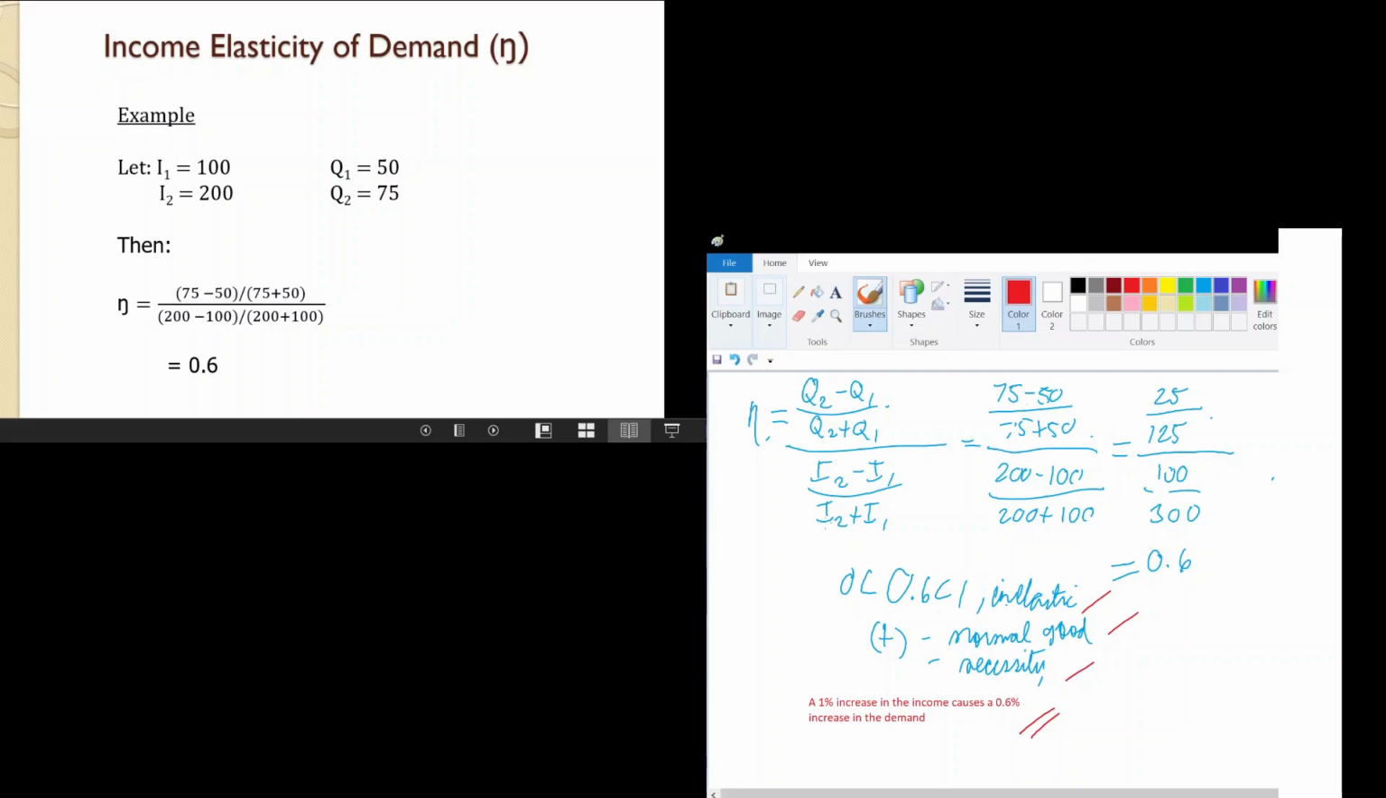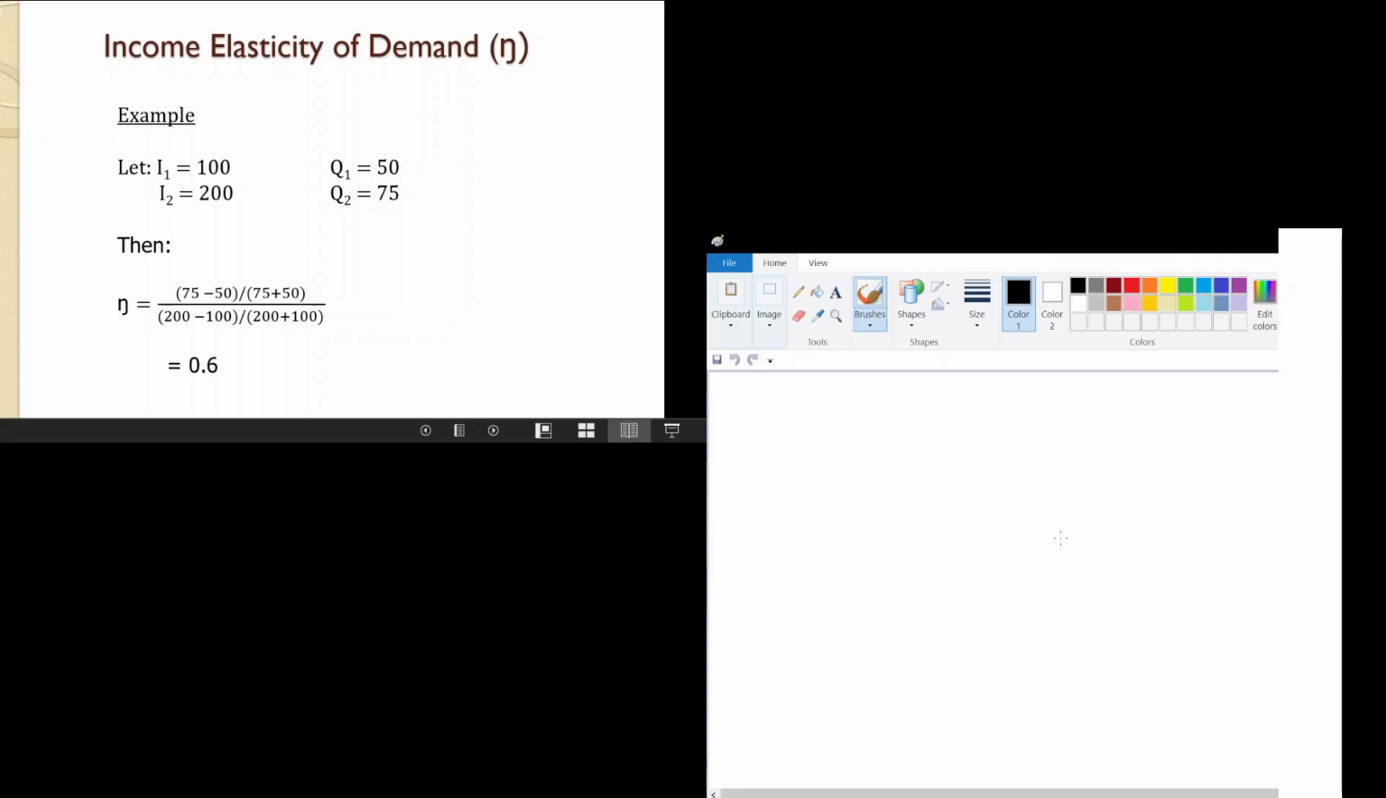But, we'll take another example para meron pa kayong basis. Yung cross-price elasticity tsaka supply, di-discuss next week. Okay. So, for example, yung I naman natin, I1 is equal to 200. I2 equals 400. Q1 is 25. Q2 is 10.